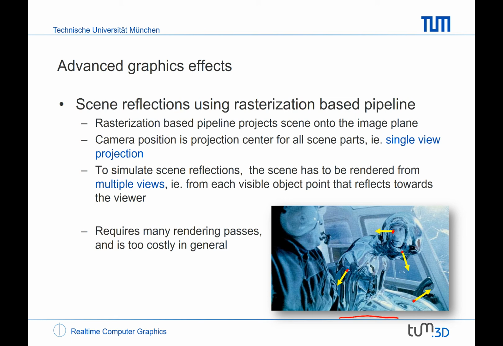So we could essentially do this by just looping over all the surface points of the reflecting object in that image here, then using the location of that surface point as the center of projection, using the yellow reflection vectors as the viewing directions, and then rendering the surrounding, and taking what is seen exactly along that yellow direction. And this would then be the point that is reflected further to the viewer. And it's clear that this is, of course, far too costly in general.